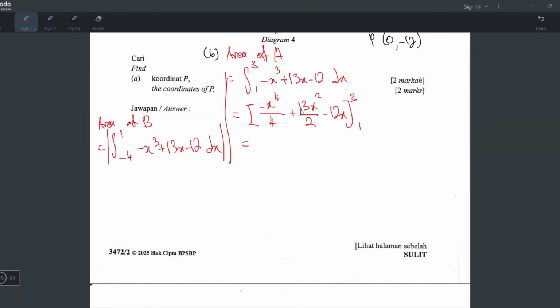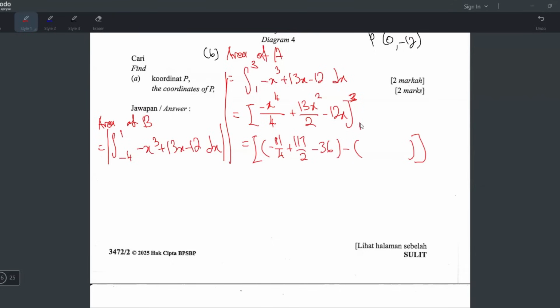Okay, can we simplify the inside? If we can simplify, simplify first. Okay, I realize the inside cannot be simplified. So if it cannot be simplified, we can substitute 3. After substituting 3, I write it inside the first bracket, and then substitute 1, and in the middle is minus. Okay, substitute 3 in. 3 power 4 is 81, so negative 81 over 4. Same here, substitute 3. 3 square is 9. 9 times 13. I don't know, what is 9 times 13? 117 over 2. Okay, so that is the answer, 117 over 2. And then negative 12 times 3 is negative 36.